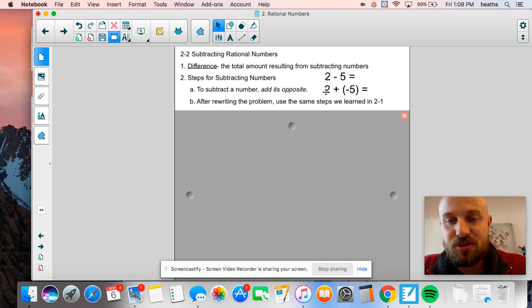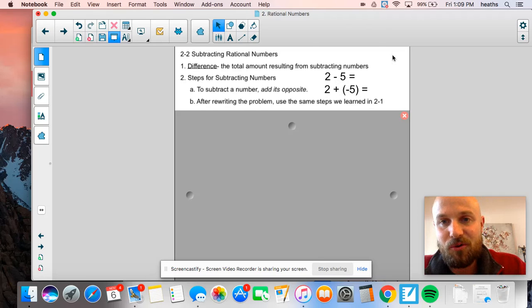I took 2, adding instead of subtracting, and the opposite of 5 is going to be negative 5. So I created a new problem, 2 plus negative 5. Now, all of you, I know, kind of have an idea of how to answer these problems already because we did it. These two numbers have the opposite sign. This is positive and this is negative.